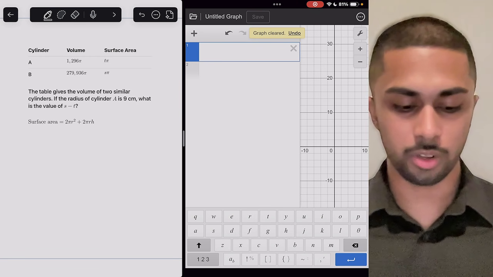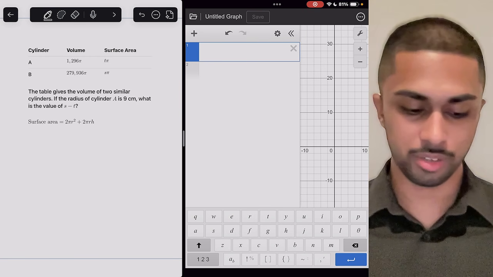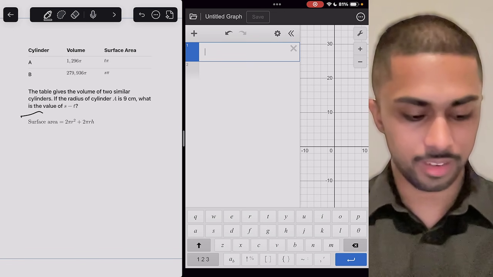The table gives the volume of two similar cylinders. If the radius of cylinder A is 9 centimeters, what is the value of S minus T? And then this is the surface area.